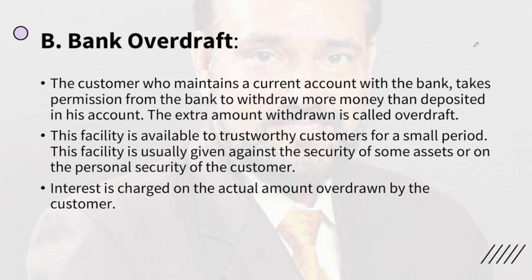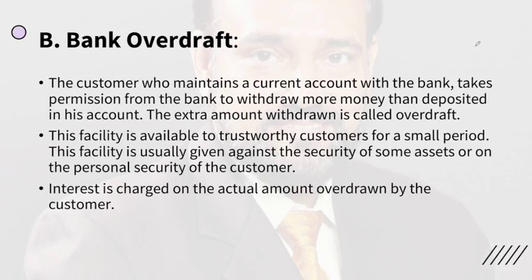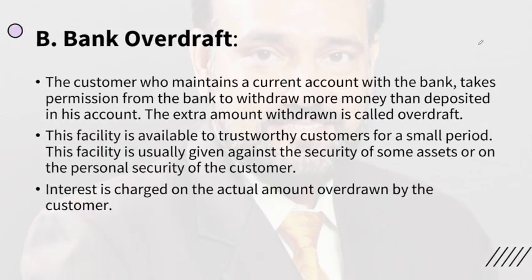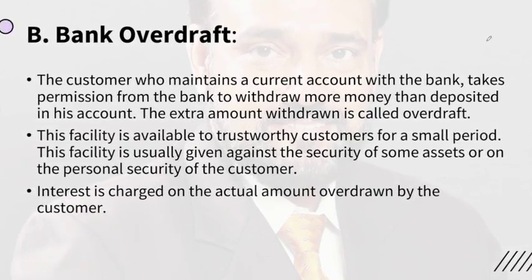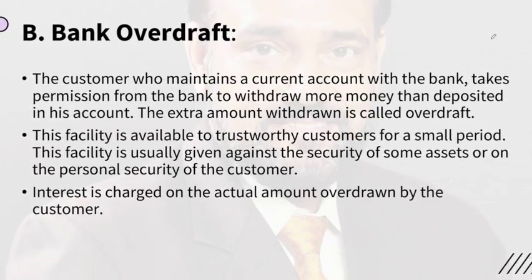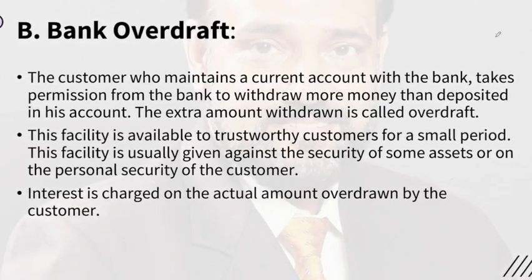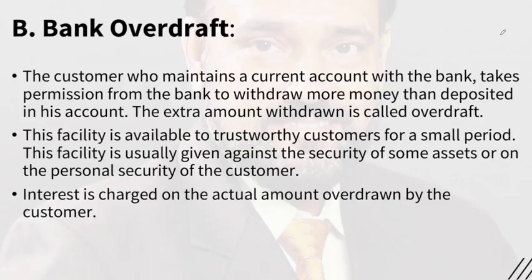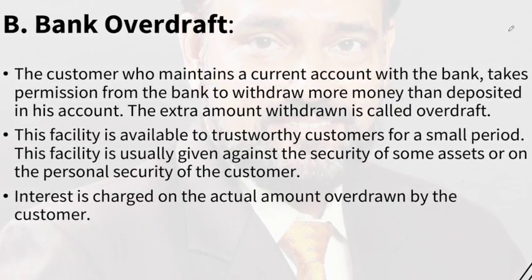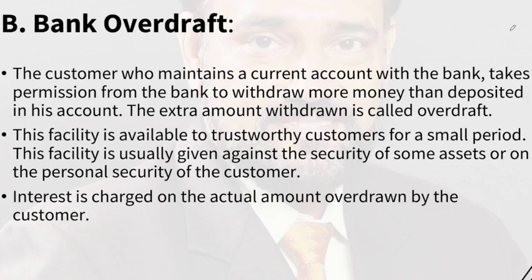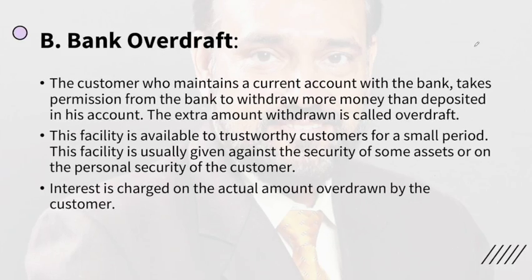Second one is bank overdraft. I think I have explained it already. Now let us understand it in this way. Suppose a customer who maintains a current account with the bank takes permission from the bank to withdraw more than the amount deposited in his account. So the extra money withdrawn is called overdraft. Correct? Now let us understand this with an example.